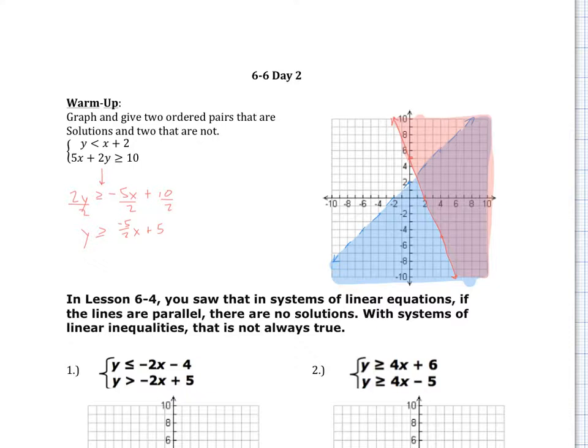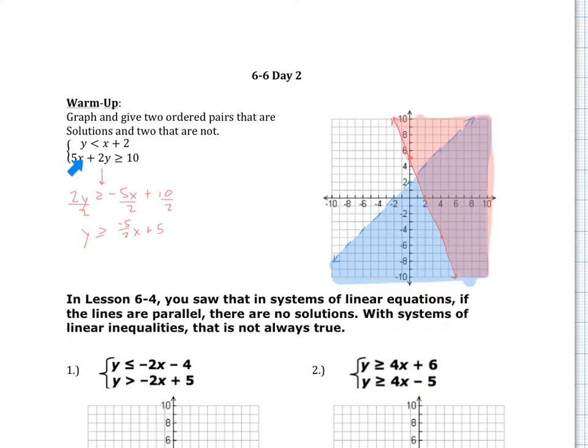Okay, so just as we did before, we went ahead and just graphed y is less than x plus 2 as if it were a line, but it's a dotted line. Y-intercept at 2 with a slope of 1, pretty standard. And then for the second one, we put that into slope-intercept form by moving the x over to the right side and then dividing both sides by 2. So I've got a -5/2 slope starting at 5 for my y-intercept, solid line.